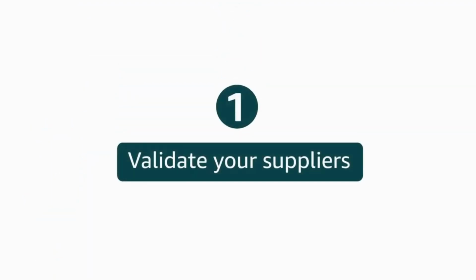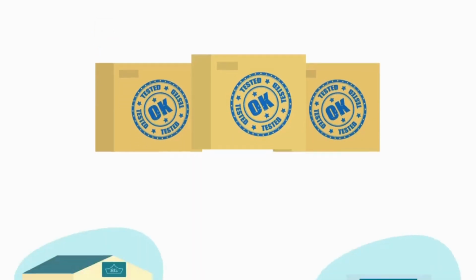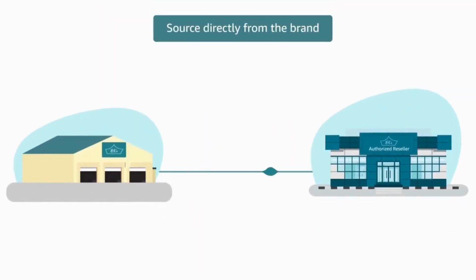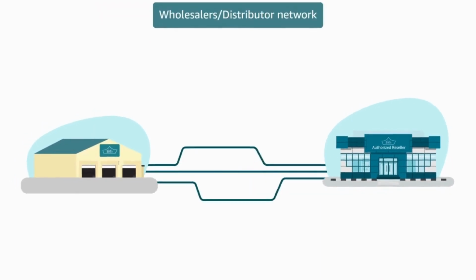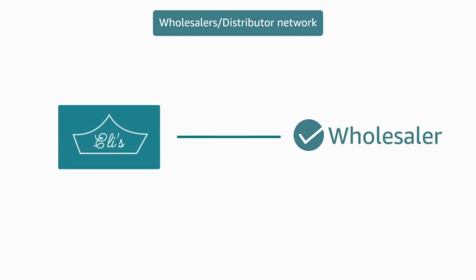Number one, validate your suppliers. As a seller, you are responsible for sourcing and selling authentic products. If you're selling branded products, it's always best to source products directly from the brand or from one of their direct distributors or wholesalers. If you're purchasing branded products through a distributor or wholesaler, you'll need to validate their relationship to the brand. How to do that?